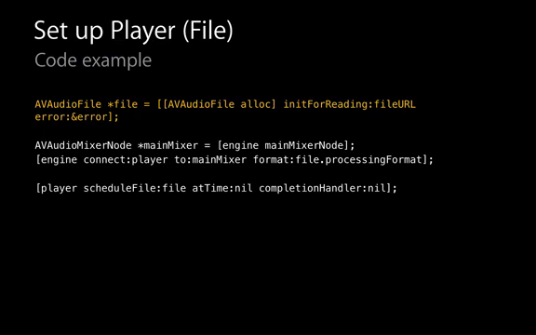Given a URL to an audio file, I can create an AVAudioFile object. The next thing that I do is ask the engine for its main mixer. So the engine will create an instance of a mixer node, create an output node, and connect the two together. I can now go ahead and connect the player to the mixer with the file's processing format. So I have a connection chain going all the way from player, that's a source, to the output node, that's a destination. Now I can schedule my file to play at time nil, which is as soon as possible.